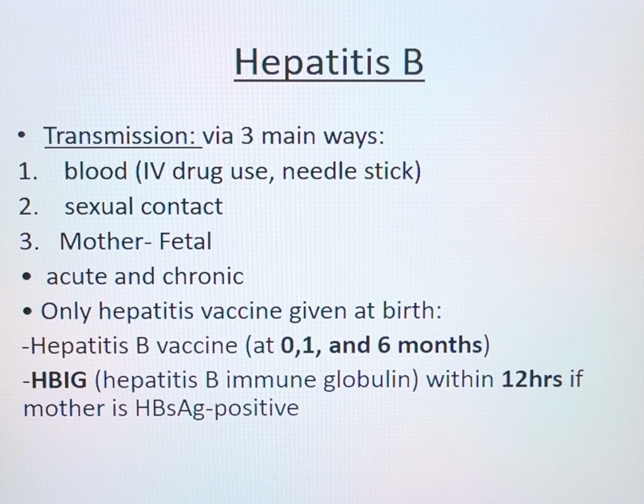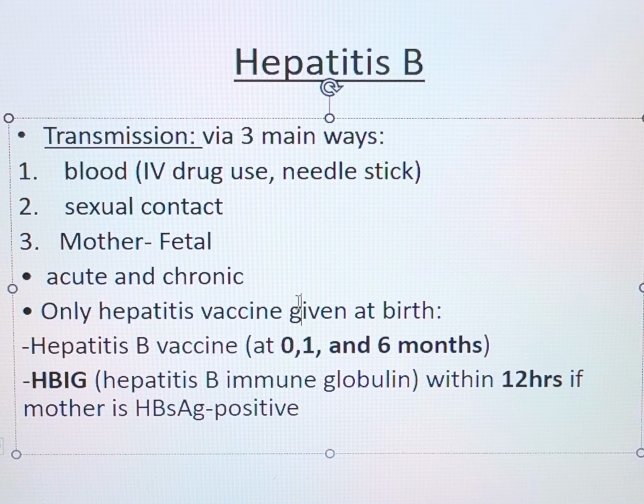Let's move to hepatitis B. Hepatitis B has both forms, acute and chronic. It can be transmitted via three main ways: via the blood, like intravenous drug use or needle stick, by sexual contact, or mother to child during birth. Since it can be spread to the newborn, that's why we give the hepatitis vaccine at birth. It can be given in 3 doses: at birth, at the first month, and 6 months.